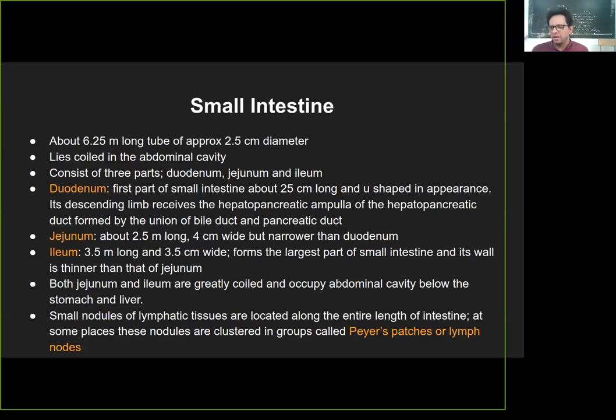Peyer is again someone's name. So these Peyer's patches or lymph nodes are the groups or clusters of these lymphatic nodes present in the small intestine.